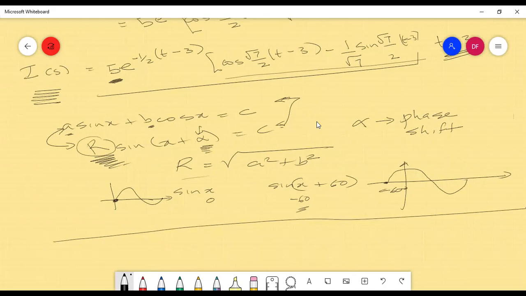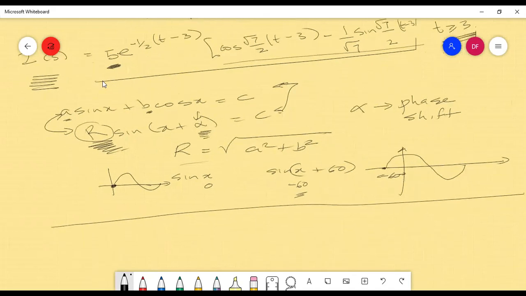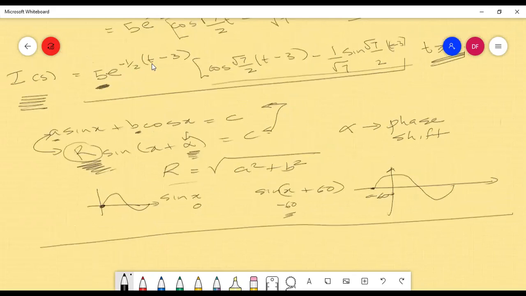All right, this big old long complicated thing. Well, the first thing we know is that it starts at 3 seconds. Nothing ever happened before 3 seconds. 3 seconds is when everything starts to happen.